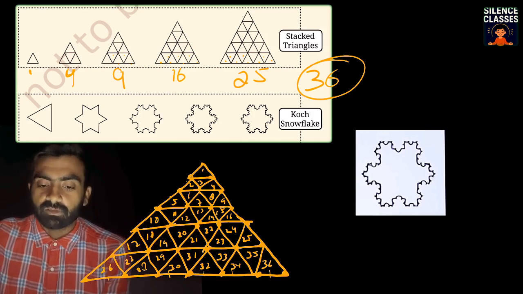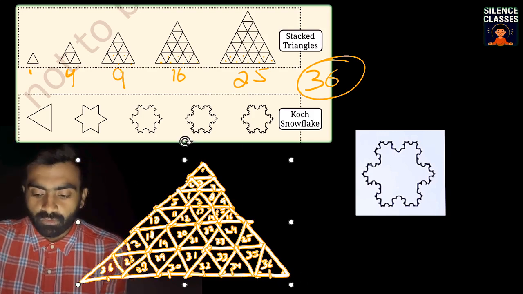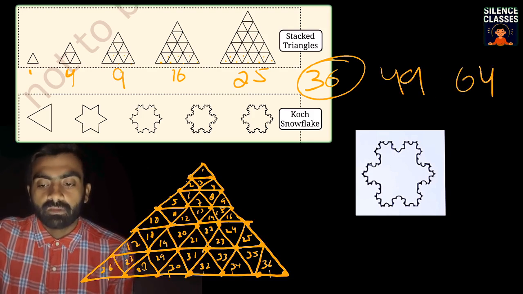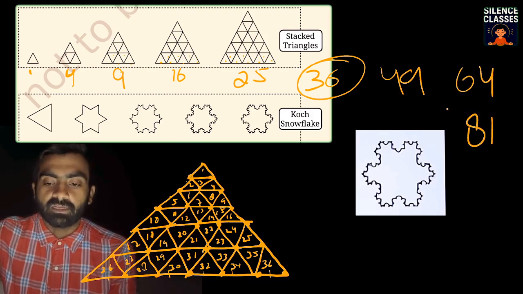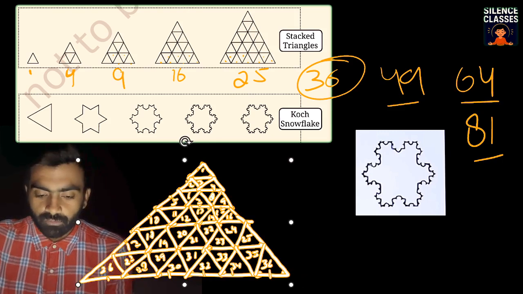Okay, so this is the way you have to make a stack of triangles. Now the next triangle, if we talk about that, is 7 7s are 49. Okay, then 8 8s are 64, 9 9s are 81. These are the next stacks of triangles. Okay, that's what we have to make.